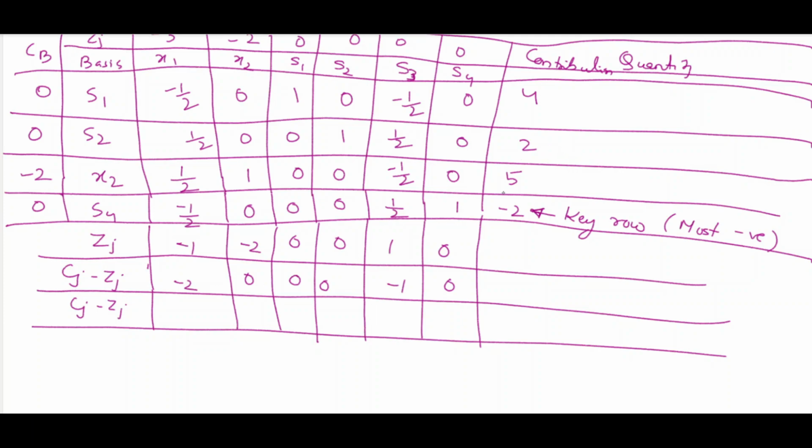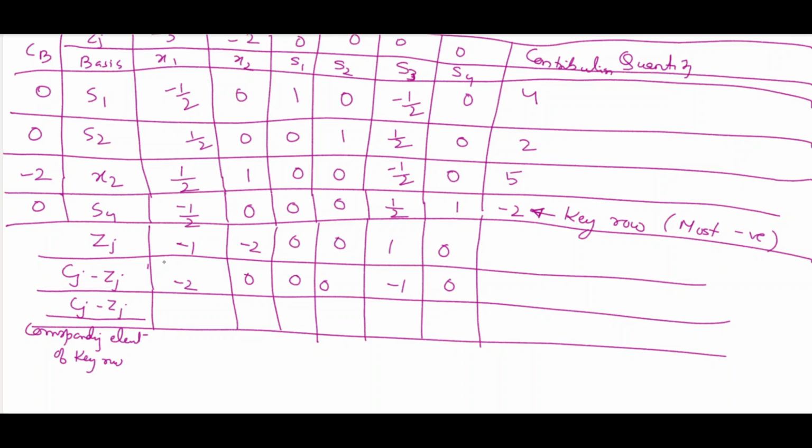And one of the contribution quantities is still negative. So till now we have not reached the optimal solution. When you have the contribution quantity positive and all the Cj minus Zj negative or 0, then that is the optimal solution. So you will compute Cj minus Zj divided by the corresponding element of the key row, as you have done for the previous step.